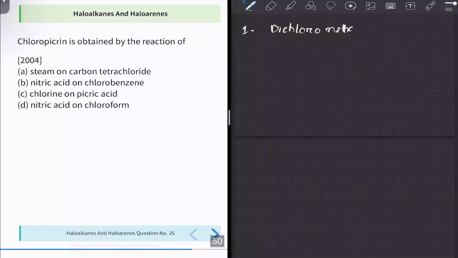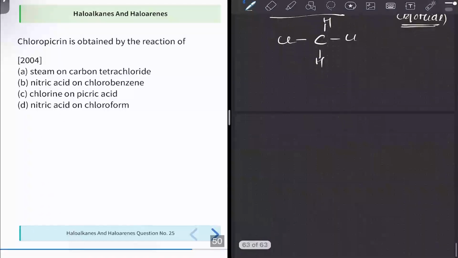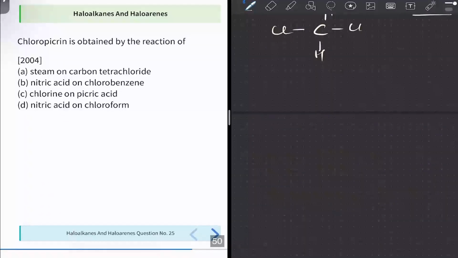Dichloromethane, or also called methylene chloride. You have to remember the common names, because without knowing them you can't draw the structure of methylene chloride. You will be thinking that methylene chloride is something about a double bond. Okay, but methylene chloride is this structure: two chlorine and two hydrogen. So what are the properties of methylene chloride and its uses?